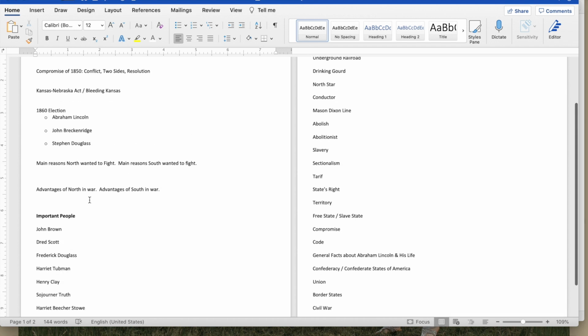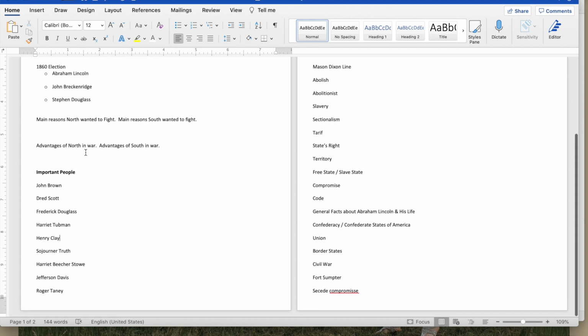Henry Clay, we talked about him earlier. He's the great compromiser. Sojourner Truth was not her original name. She changed her name to Sojourner, which means traveler of truth. She would travel around and tell people the truth about slavery. Harriet Beecher Stowe wrote Uncle Tom's Cabin, which was about slavery, and it gave a lot of the abolitionists ammunition.